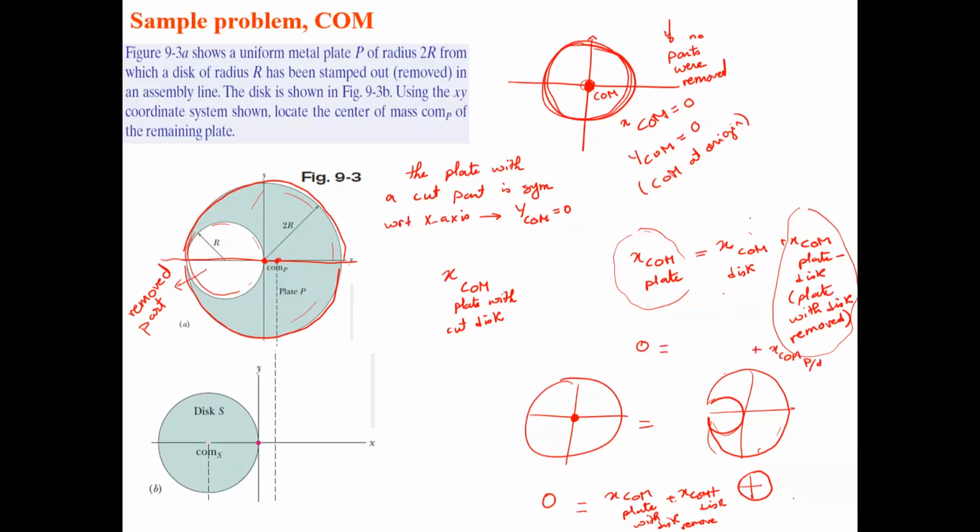Let's look at the disk that was removed. Here it is. Where is its center of mass? Definitely it's over here at its own center because it's distributed equally, right? So the center of mass is over here for this removed part. Can you locate this? Can someone tell me what's the coordinate of this point?